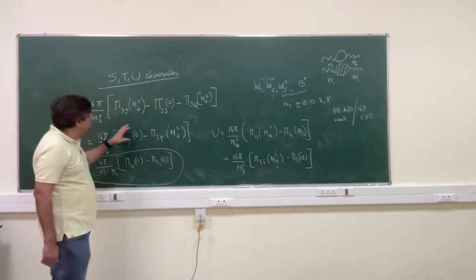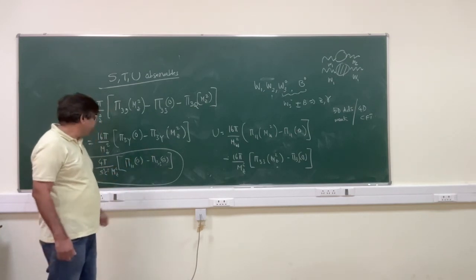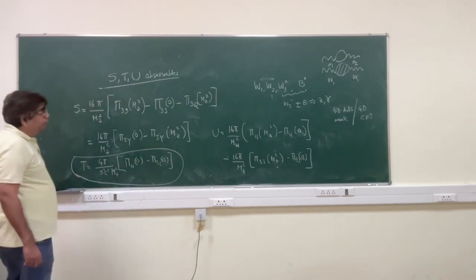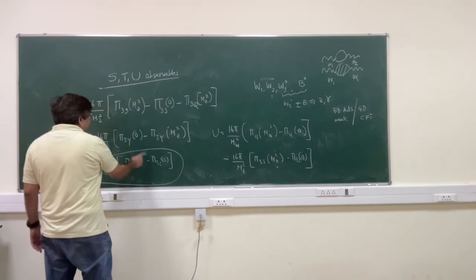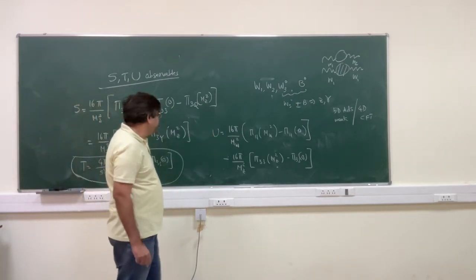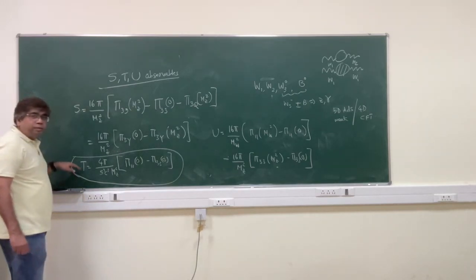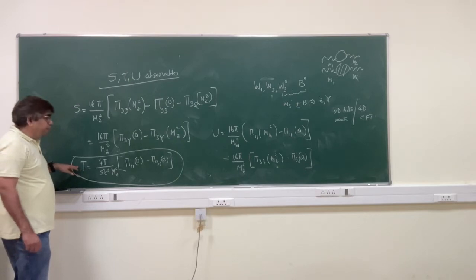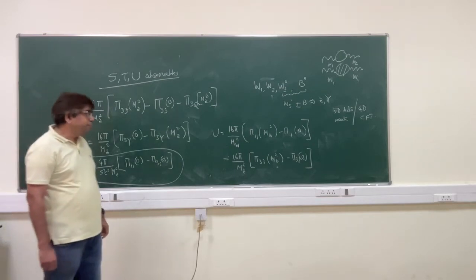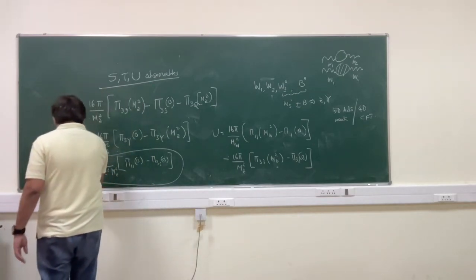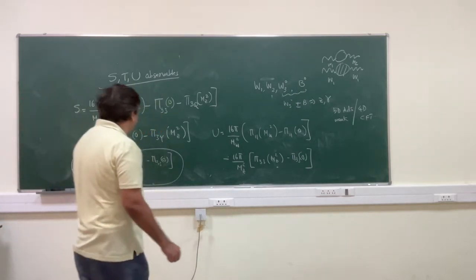But the important ones are essentially the choice of S, T, U parameters. Out of which, these two are important: S and T are very important compared to U. The T parameter is the one which measures the custodial symmetry. So let me start with T. So what is custodial symmetry?